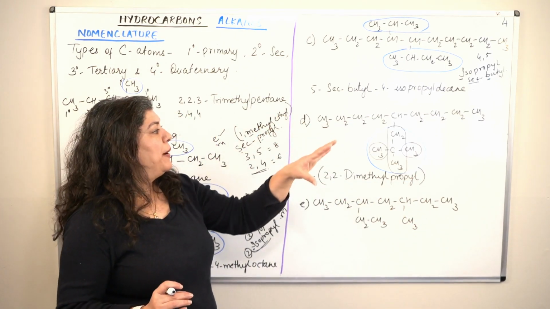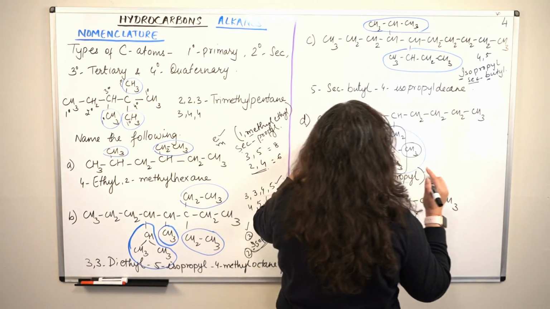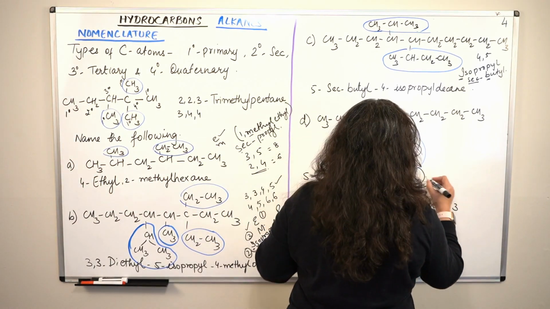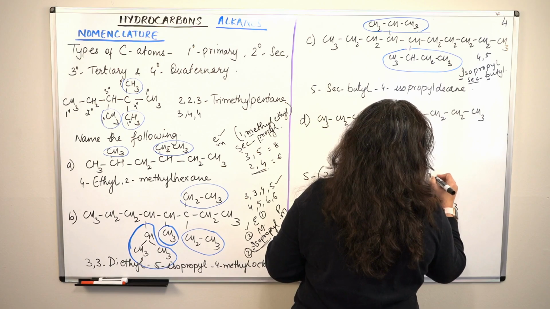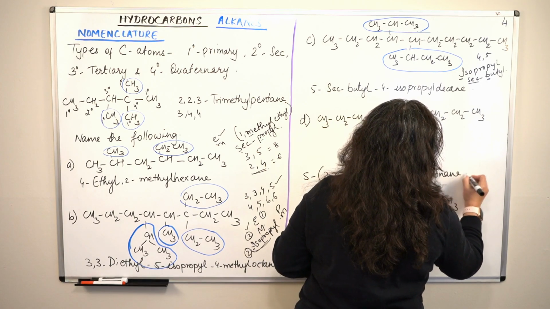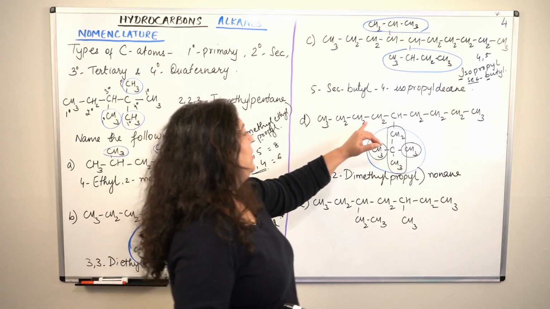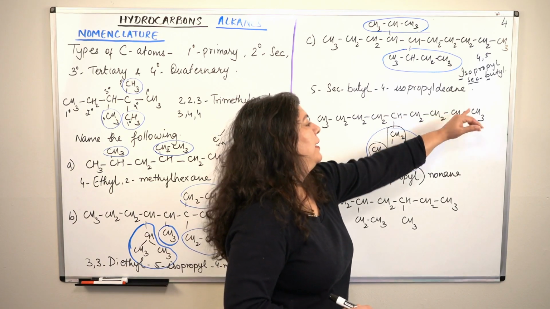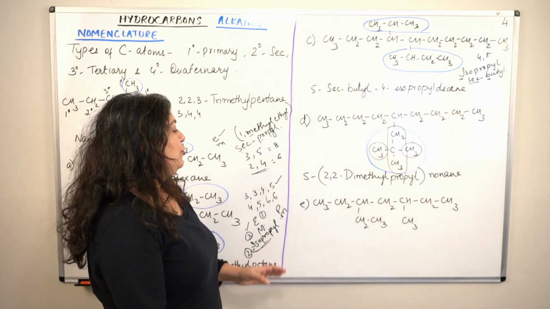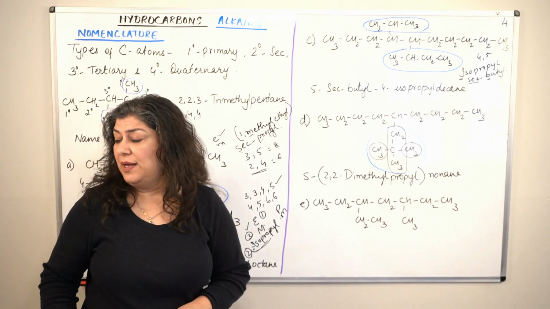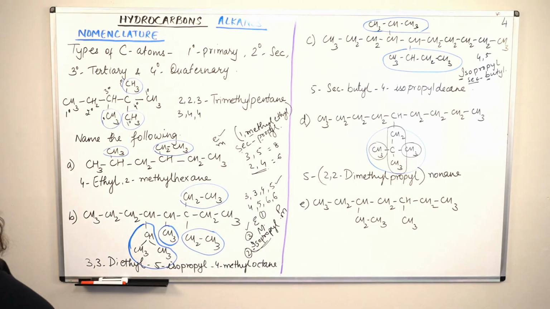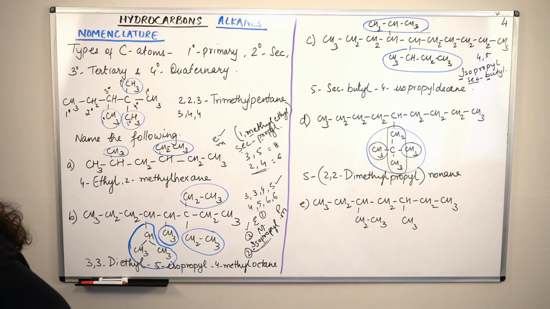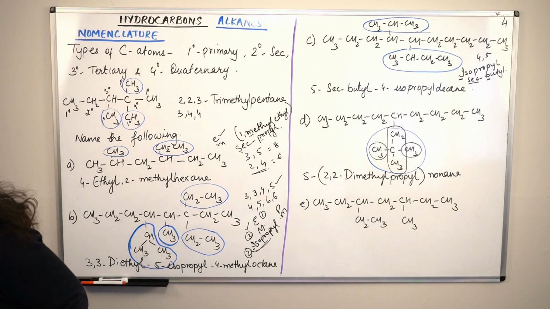And what was my compound? It was nonane. So 2,2-dimethylpropyl, nonane is my compound. 1, 2, 3, 4, 5, 6, 7, 8, 9. Yeah. So 5-(2,2-dimethylpropyl)nonane.